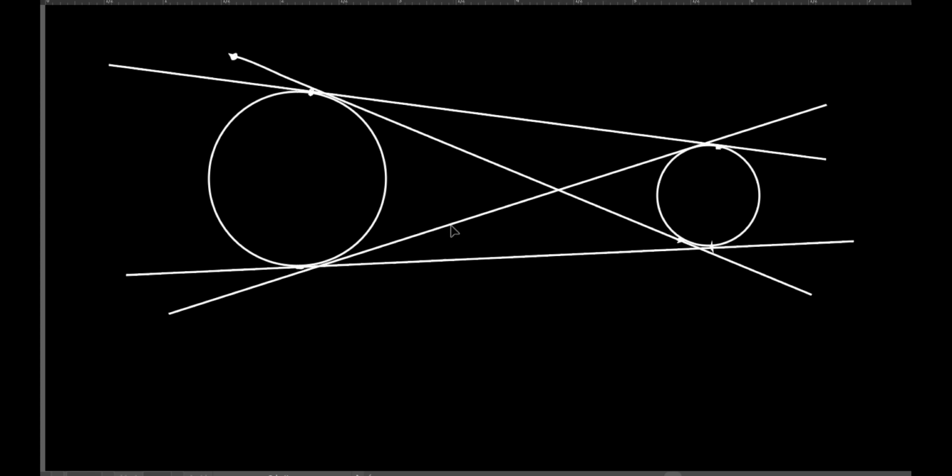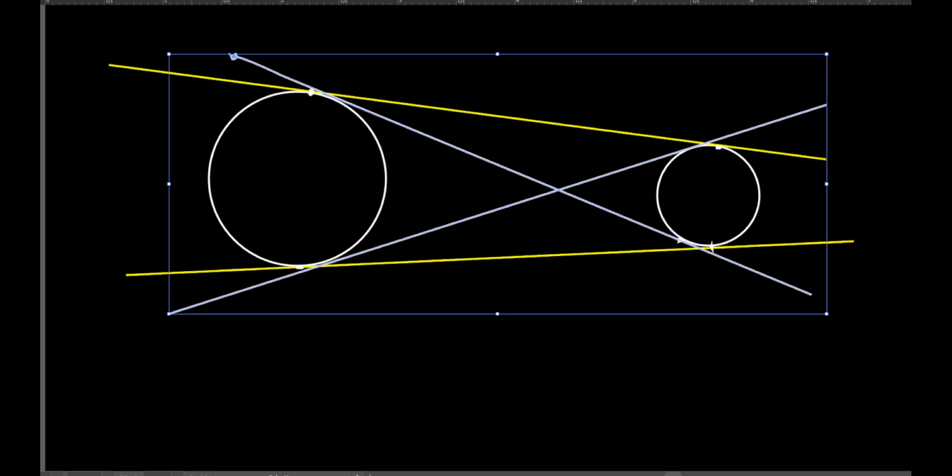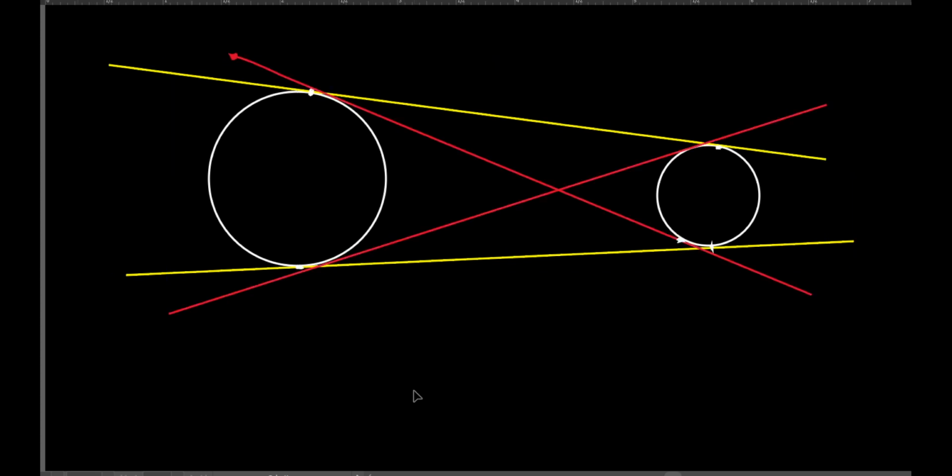All right, so I'll tell you what, let's change the colors. Let's make these yellow, and let's make these another color. Let's make it red. All right, there we go. The yellow ones right there, we have a specific name for those. Take a wild guess. They're what kind of tangents?